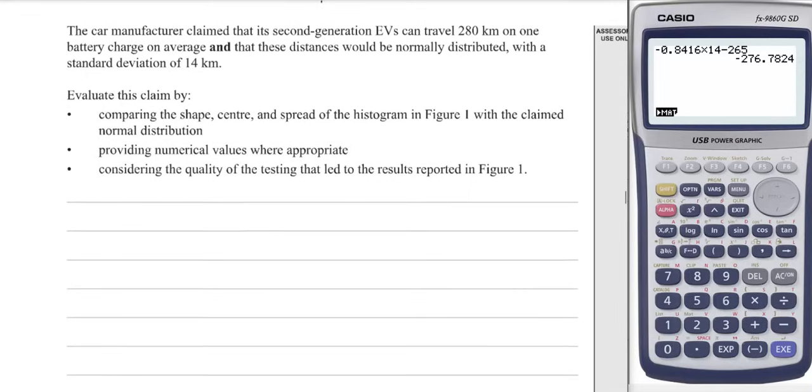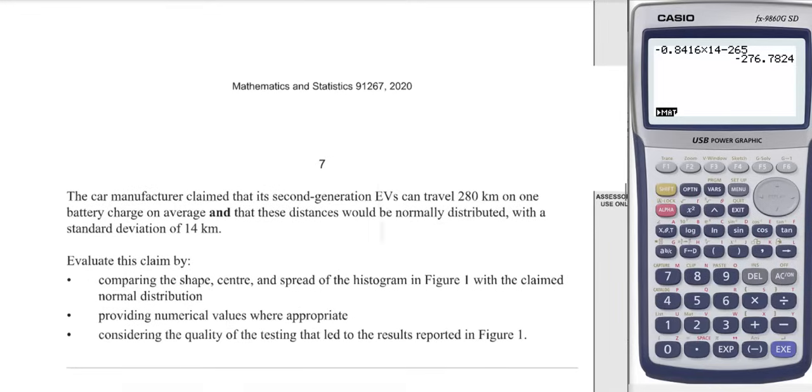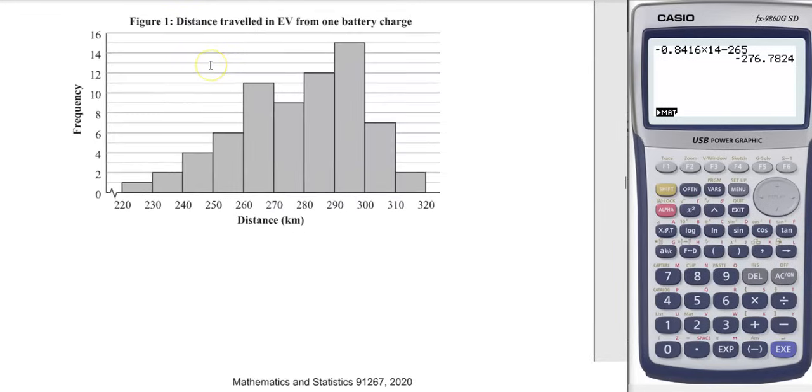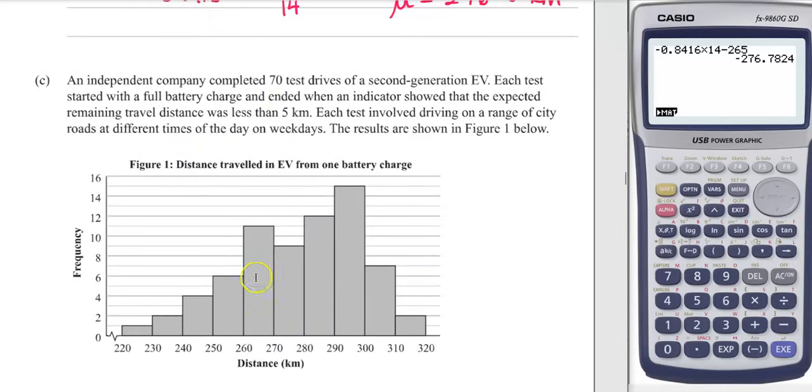Part C, we've got the results of some test drives that were done on this second generation EV. And the car manufacturers claimed that the second generation one can travel 280 kilometers on one charge on average, and that those distances would be normally distributed with a standard deviation of 14. We're asked to make some comparisons so we can decide if they're making a valid claim or not. Okay, so let's start by working out what the mean and the standard deviation is on here.